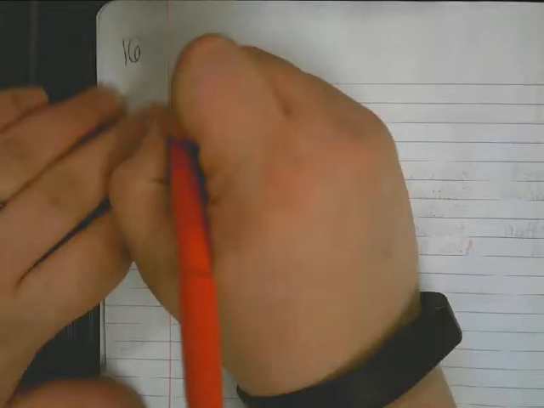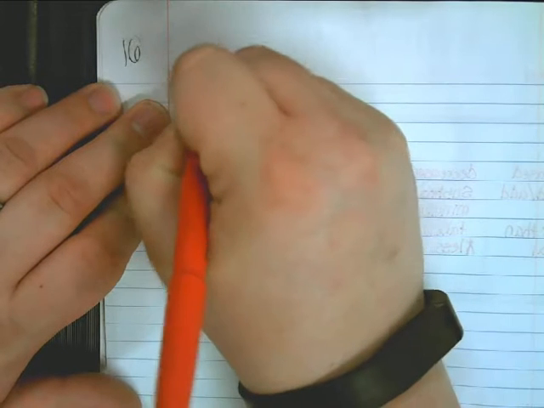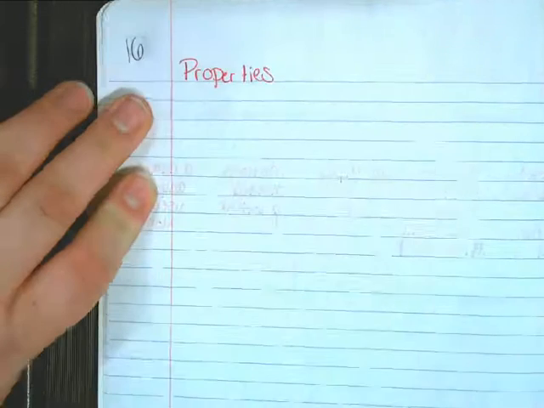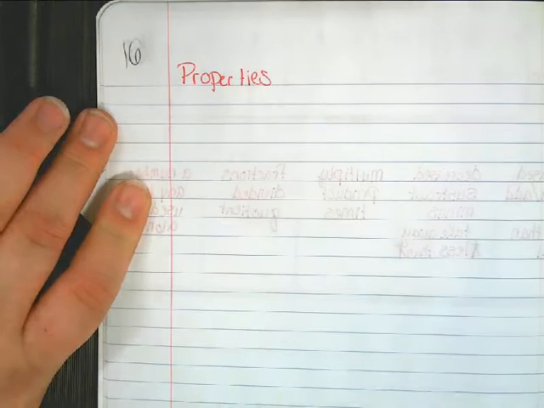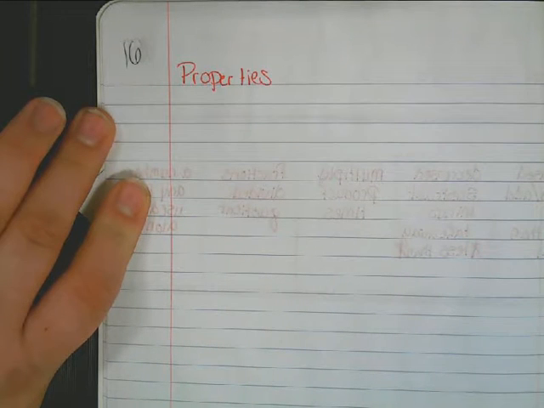Alright, today we're going to work with two different types, actually three different types of properties in math. So at the top of your page, label it properties. Chad, Levante, top of your page, properties.